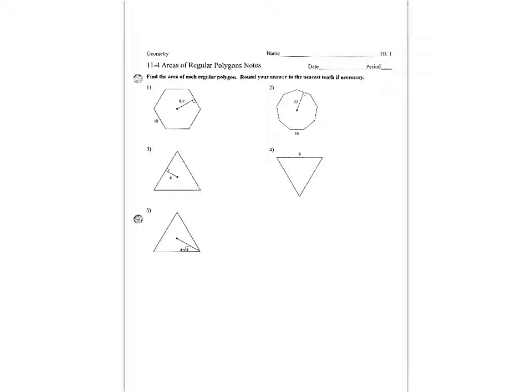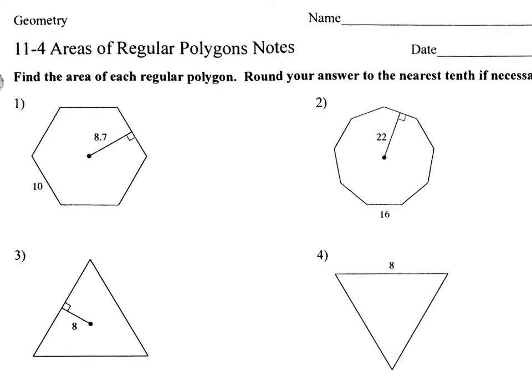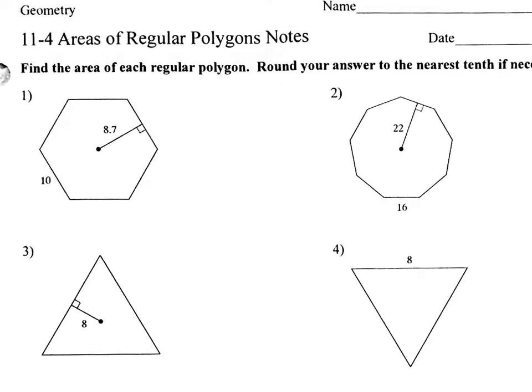So the first thing we want to do is, again, address the formula. It says round your answers to the nearest tenth if necessary. Okay, so a regular polygon, and here it's telling us these are regular. Remember what regular means. All the sides and angles are equal. That's why a square is a regular polygon. An equilateral triangle is a regular polygon.